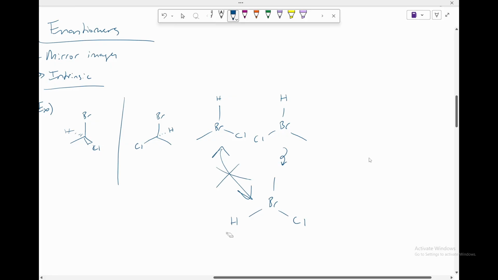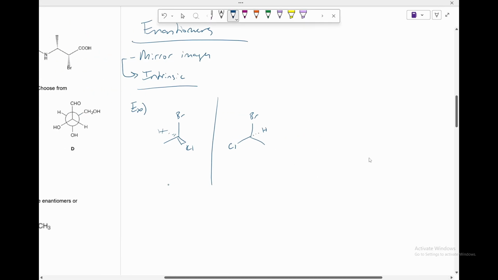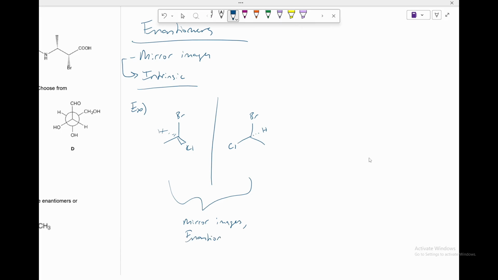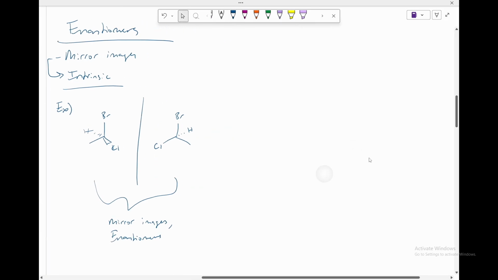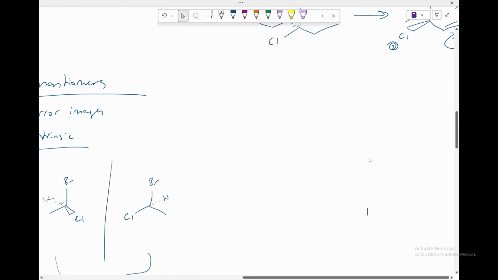So these two are enantiomers. They are mirror images. Okay. Mirror images. Enantiomers. Of course, these are just simple molecules. They can get even more complex as you go on.